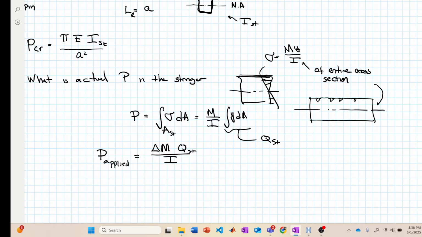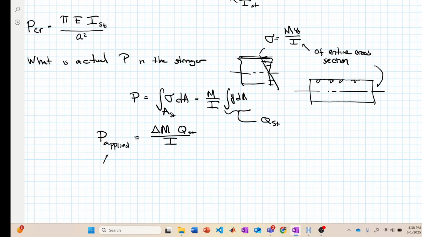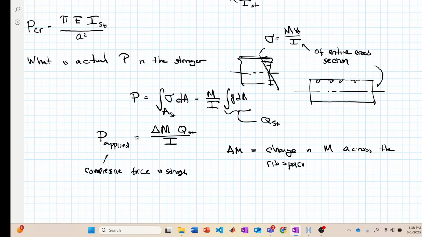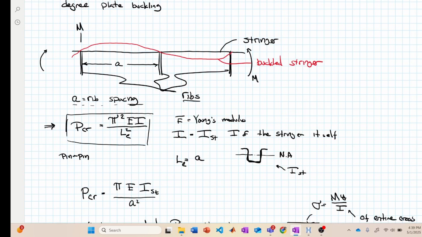In this case, this is the compressive force in the stringer. Delta M is going to be the change in M across the rib spacing. I should just call this M, and here is M plus delta M. So it's the change in the bending moment over that section.